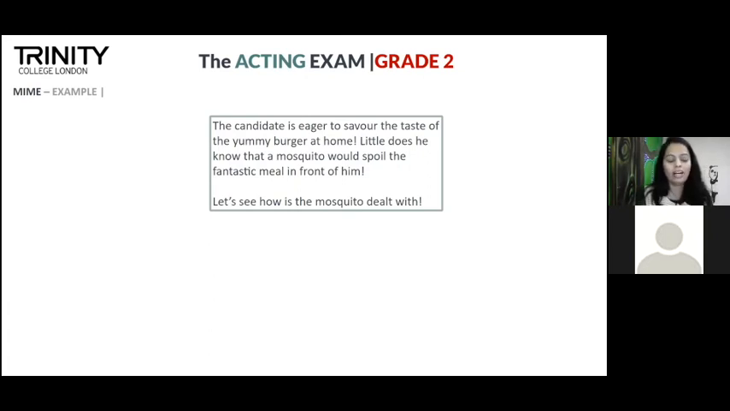Here, the question is, how are you going to make your candidate use the space around the activity at hand? Do they choose to move? Do they choose not to move? Why and for what reasons? So these are the things that one is looking at in a grade 2 level mime.